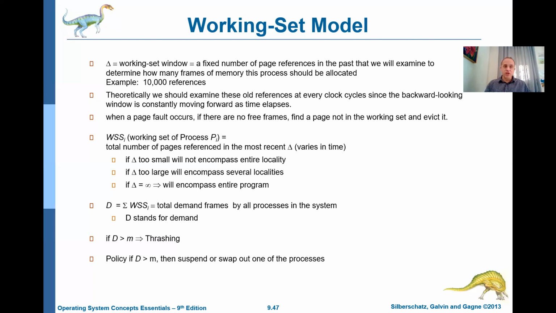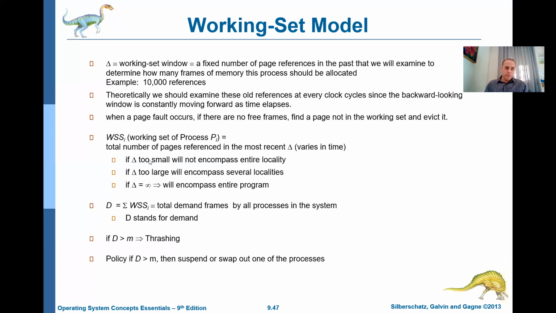Whenever a page fault occurs, if there are no free frames, we'd find a page not in the working set and evict it. In other words, as we're moving forward, we all of a sudden need a new page to insert and we don't have room. We'll check all of these references, and if there's a page in our page table which is not in this set of references that we most recently accessed, then it's an old reference. It's an old page. Get rid of it.